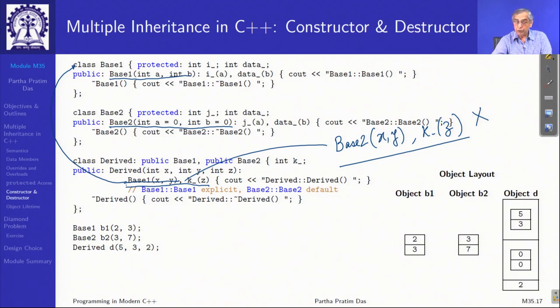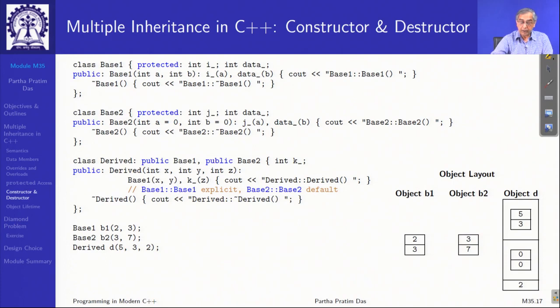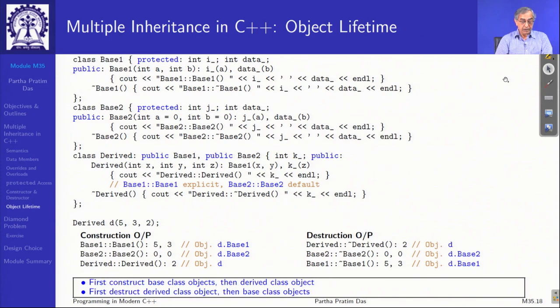Okay. So, given that when I construct for this, x y will be used to construct the base 1 object. The base 2 will be constructed by default 0 0. So, I get the 0 0 and 2 will go to the added data member. So, it will be here. Again, remember that this order and organization is not something that is standard specified. I have just taken one scheme to do it in the order of the base classes, but some compiler might do it in a different manner. You can check out for your compiler what it does.